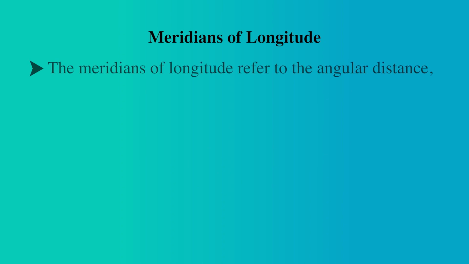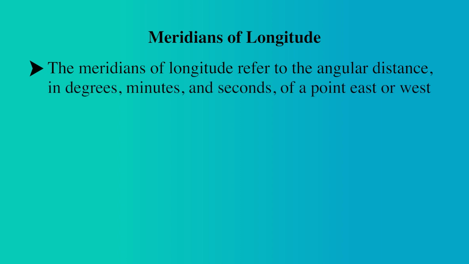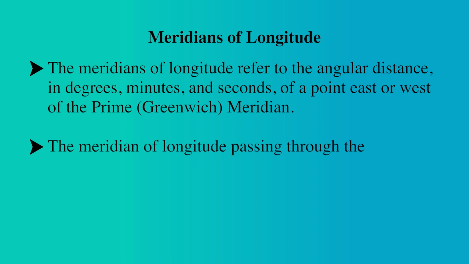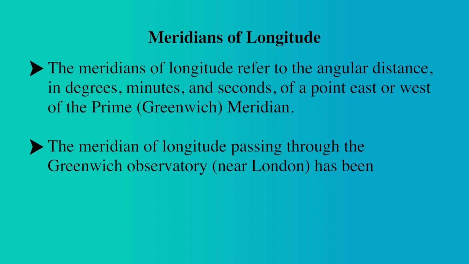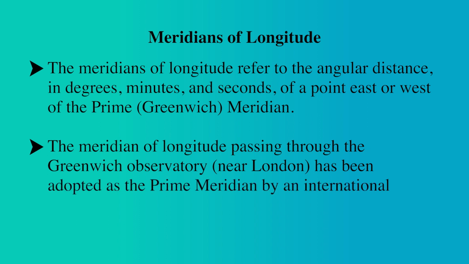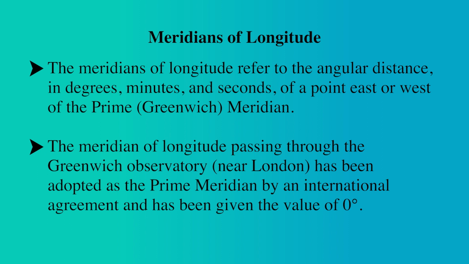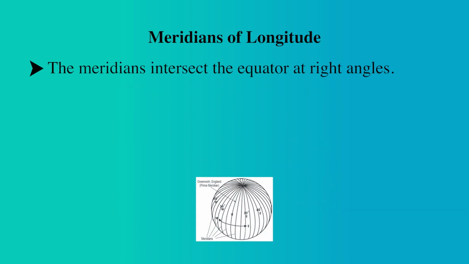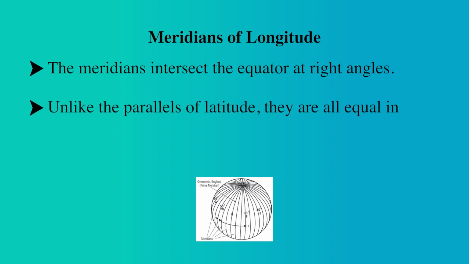Meridians of longitudes. The meridians of longitudes refer to the angular distance in degrees, minutes and seconds of a point east or west of the prime meridian or the Greenwich line. The meridian of longitude passing through the Greenwich Observatory near London has been adopted as the prime meridian by an international agreement and has been given the value of 0. The meridians of longitudes are semicircles that converge at the poles, as shown in this diagram. The meridians intersect the equator at right angles, and unlike the parallels of latitudes, they are all equal in length.